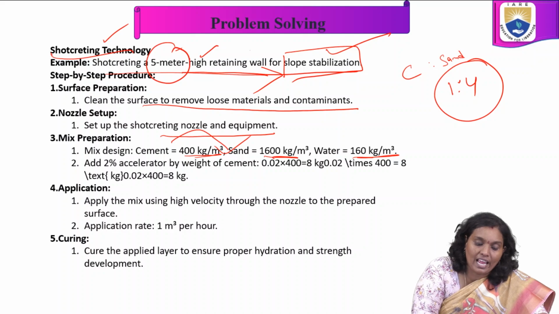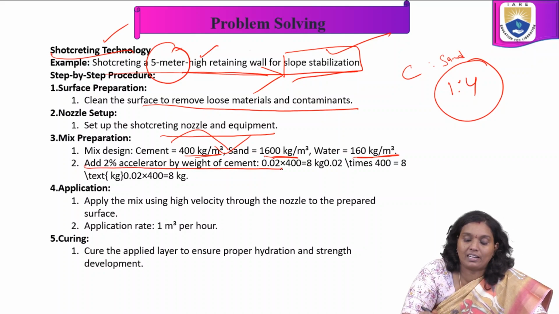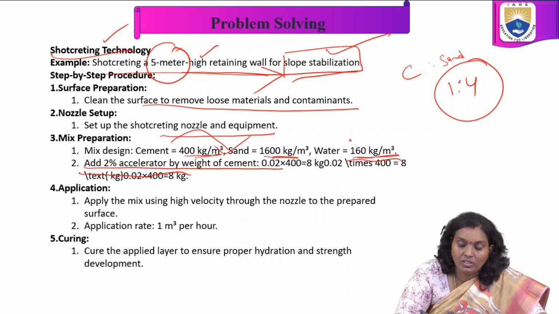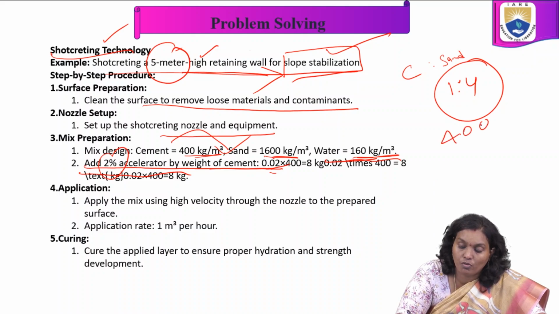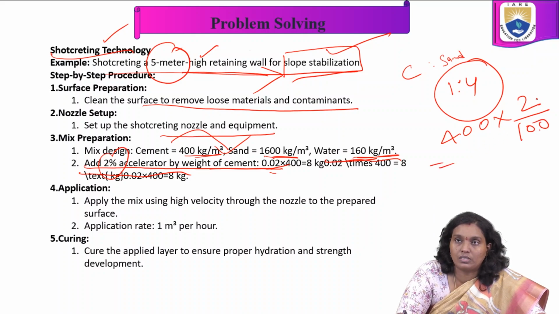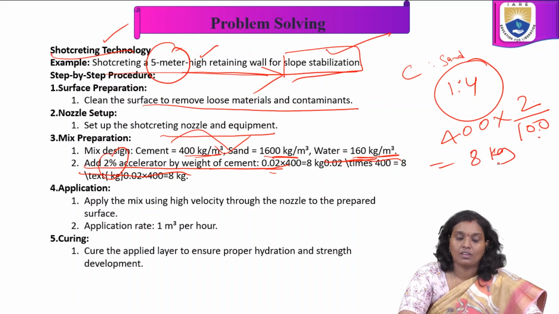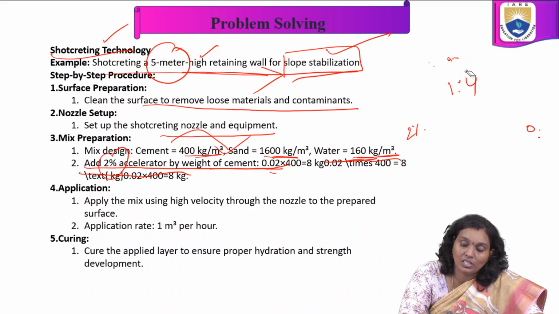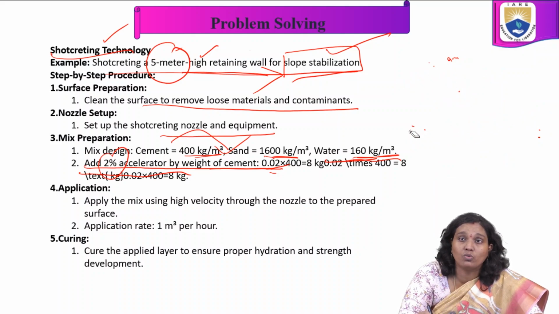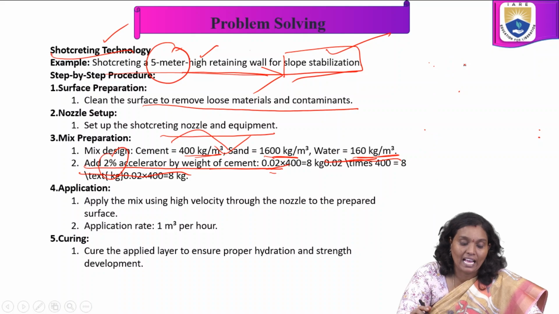So now here we are adding 2% of accelerator by weight of cement. The weight of cement is 400, multiplied by 2 by 100. 2% means 2 by 100, that is equal to 8 kg. So 2% of accelerator we are going to add to the cement. Here we are adding the 8 kg to the cement. We are not going to replace. We are adding these 8 kg to the cement as an accelerator.